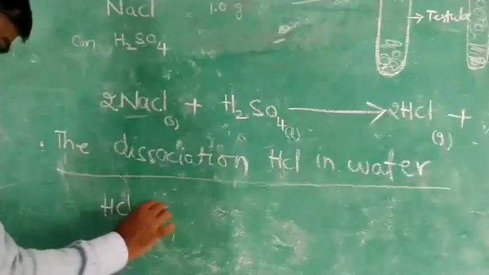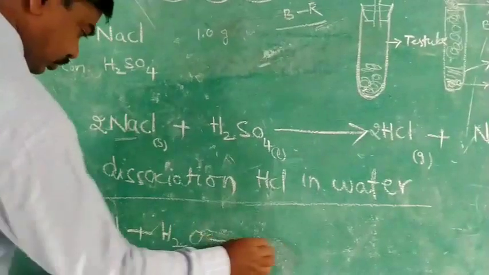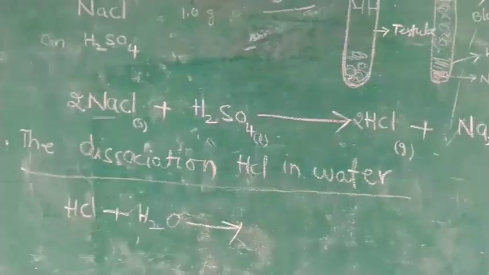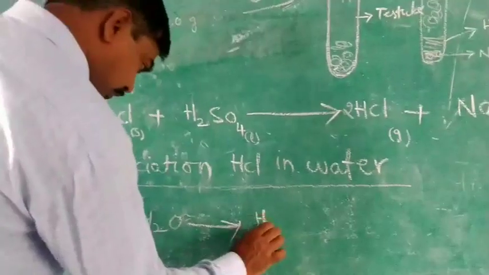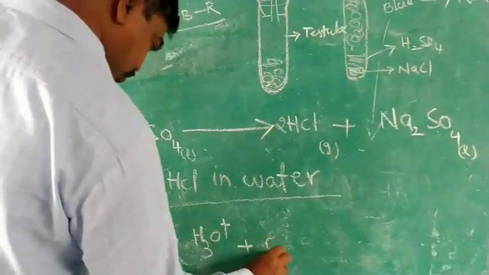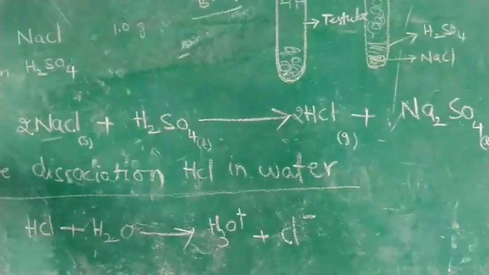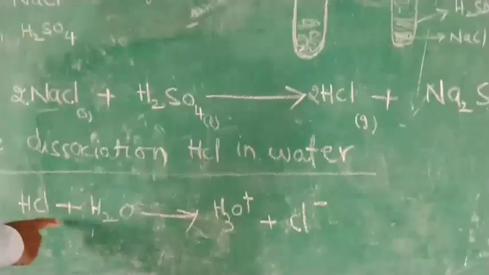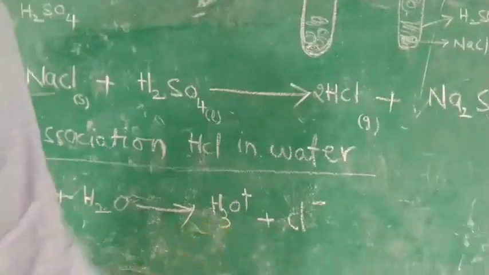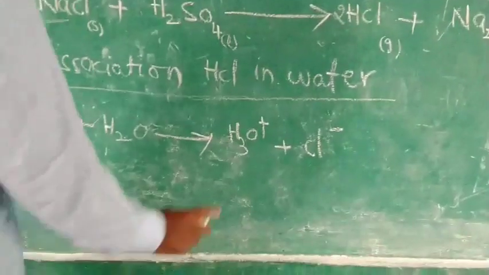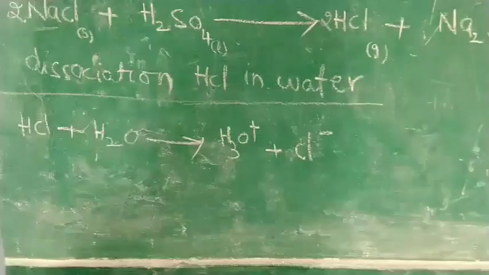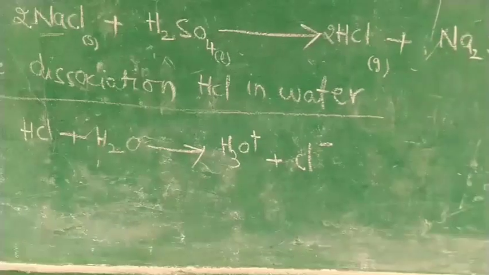HCl plus H2O gives rise to H3O+ and Cl-. Here, hydrochloric acid reacts with water and gives rise to the hydronium ion plus the chloride ion, that is H3O+ and Cl-. Yes, that is how it dissociates.